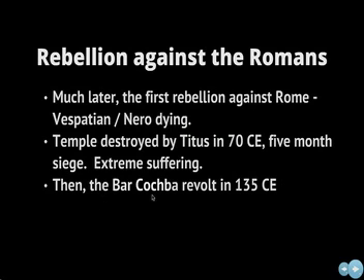Now, there's also the Bar Kokhba revolt in 135 CE. That's when Jerusalem was leveled, basically, by Rome, and they decided to rename the city with a Roman name, and they kicked all of the Jews out. The Jews did not return to Jerusalem and have freedom until the 20th century.